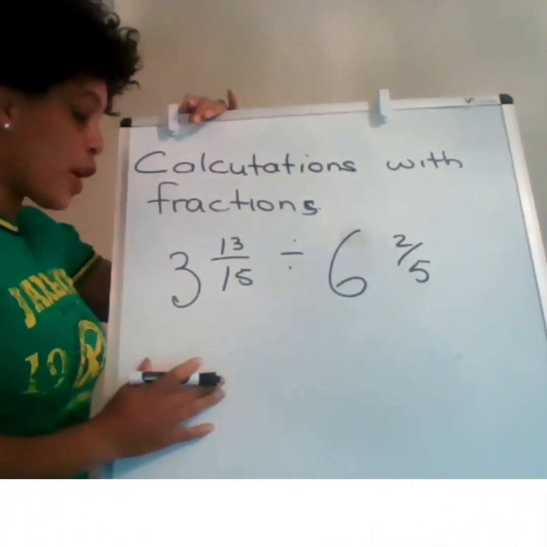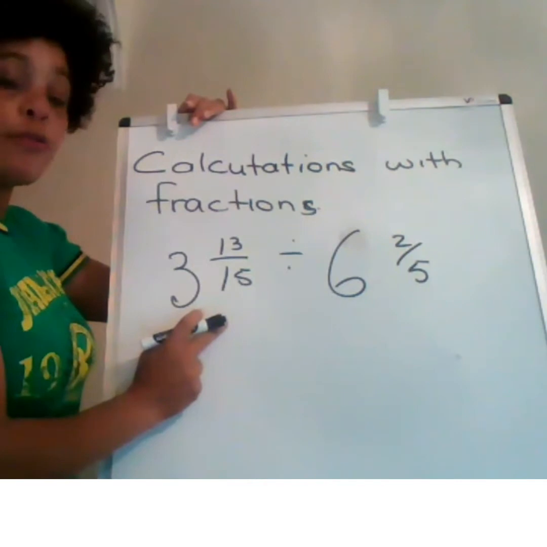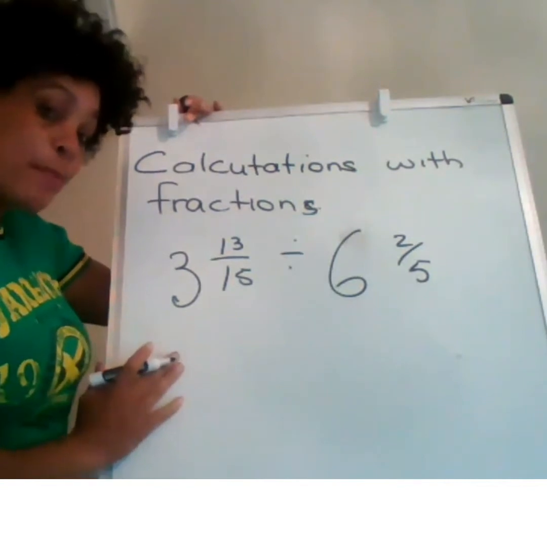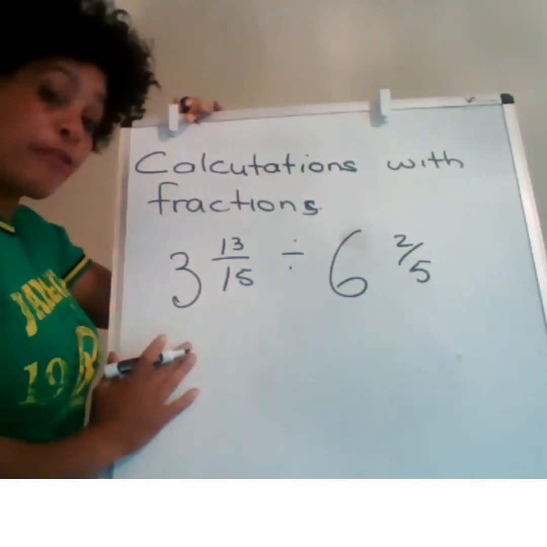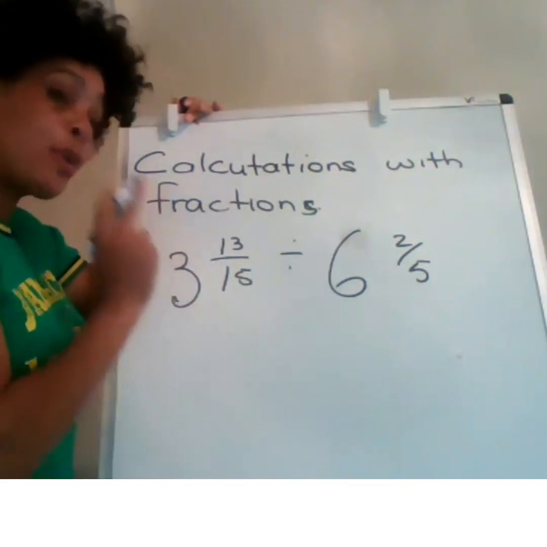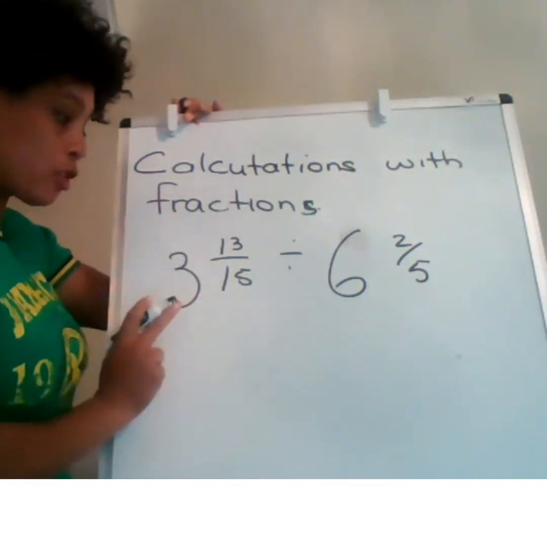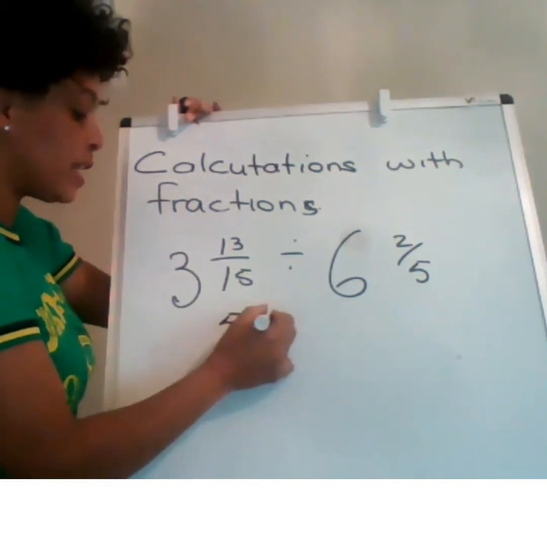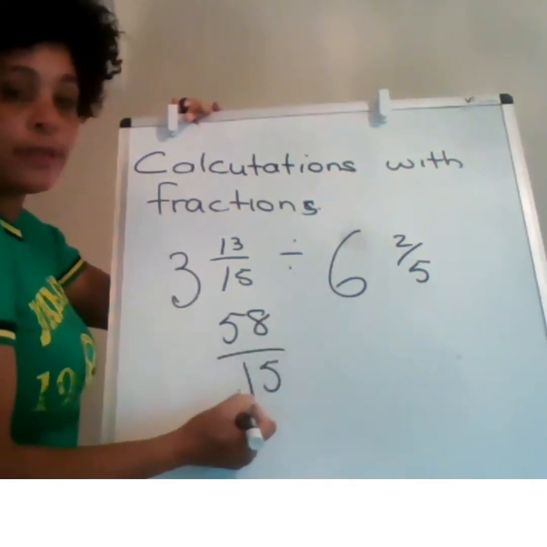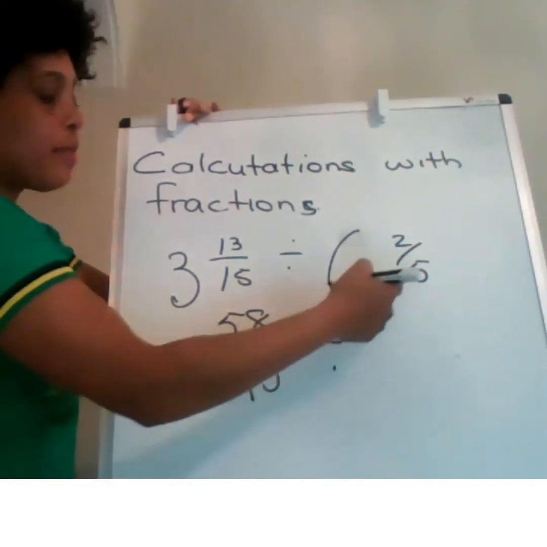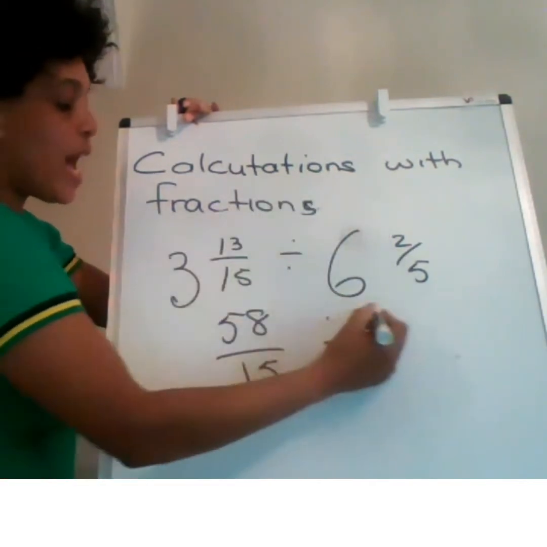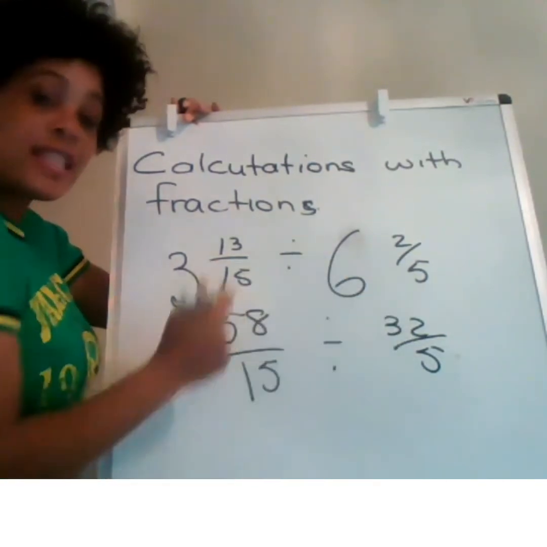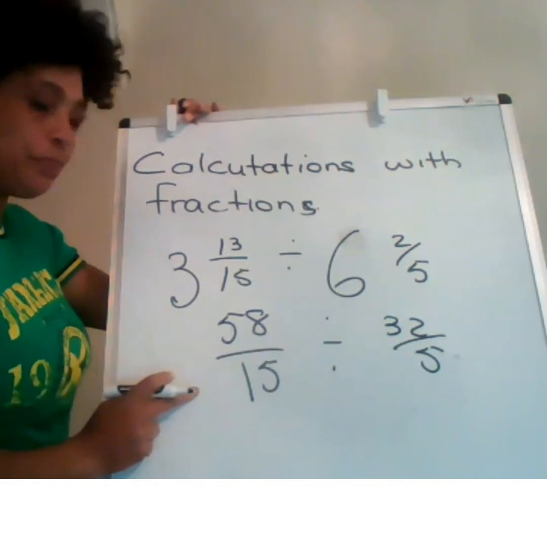Now the new question I now have is 3 13 over 15 divided by 6 2 over 5. Right. Remember how we work division of fractions? This is a mixed number, so I'm now going to change it to an improper fraction. 15 times 3 is 45, add 13 is 58. So we now have 58 over 15. We're now going to divide that by 6 times 5 is 30, add 2 is 32 over 5. So now we have just 2 improper fractions.